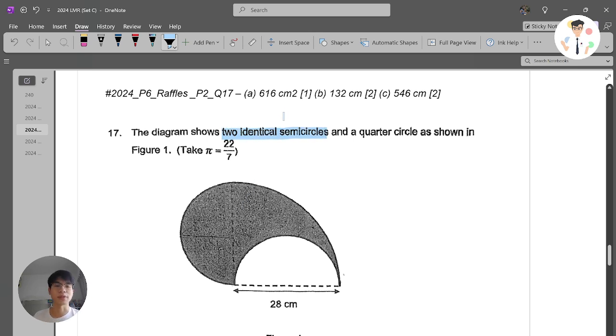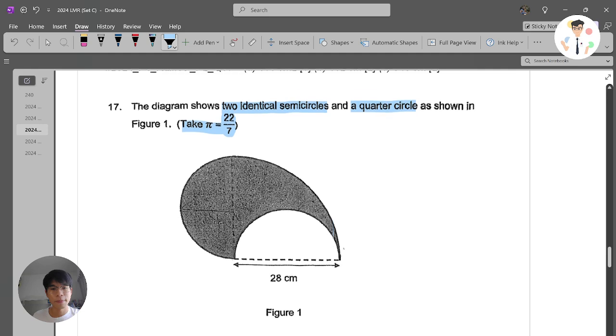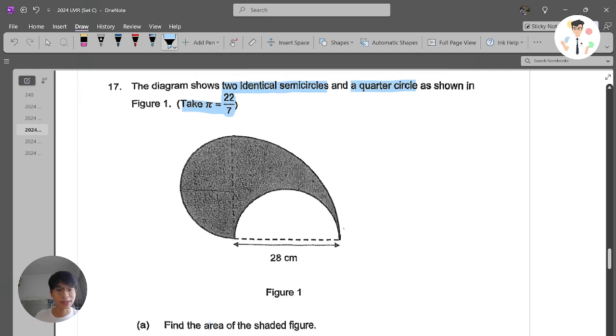Now, identical means what? They're almost the same, right? So you know that this is a semicircle. It's the same as this one, just that the orientation is a bit different. And a quarter circle, as you can see, a quarter circle from here, as shown in figure 1, and take pi as 22/7. Now, question A asks, find the area of the shaded figure.